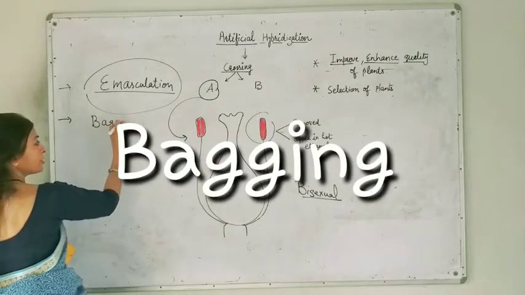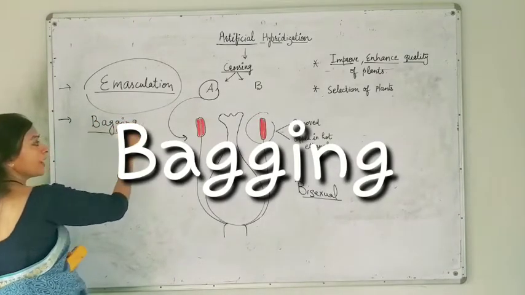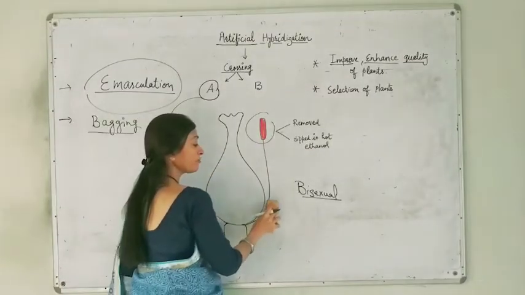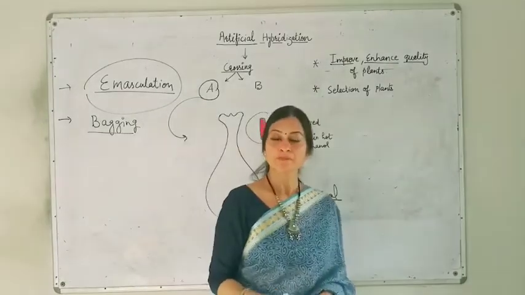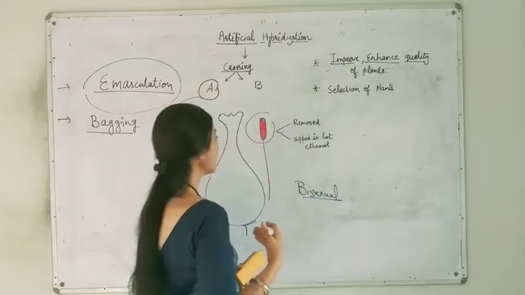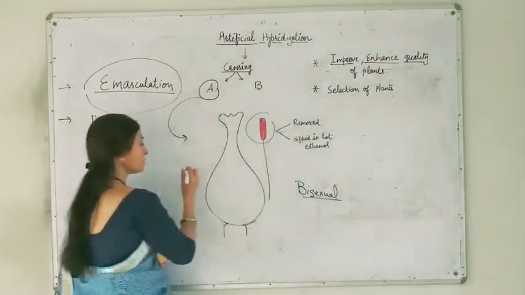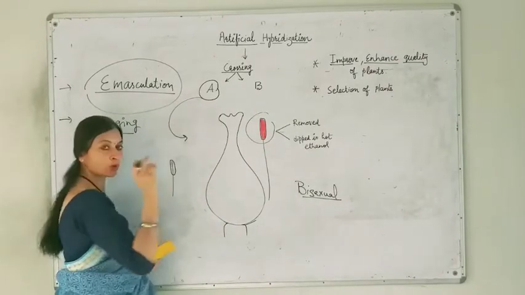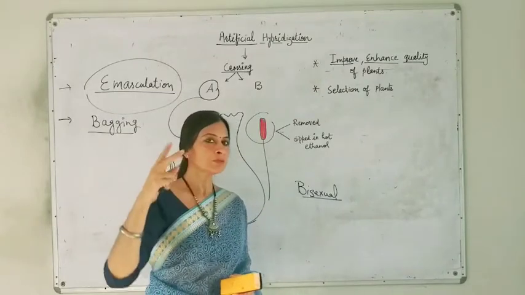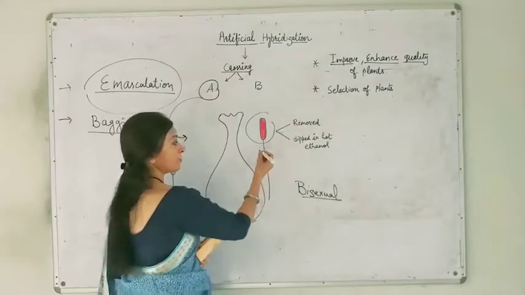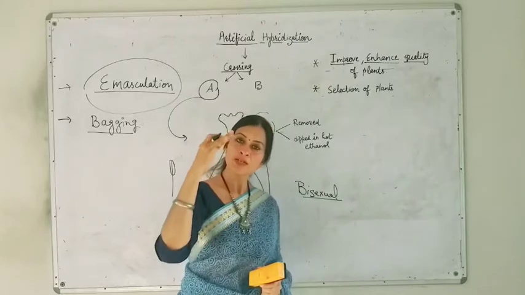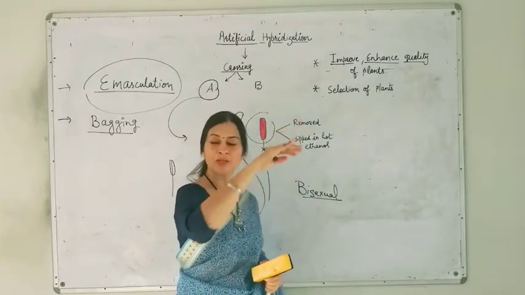Okay. Now the next step is bagging. After emasculation, we have to bag the flower. Suppose I have removed the stamens here. I have emasculated the stamens here. One more thing I have to make clear: if the stamens are very long or the flower is bigger in size, then it is very easy to remove the anther by cutting them. You can take a scissor and cut them. We can remove them by plucking them, or we can cut the tip of the stamen and remove the anther.